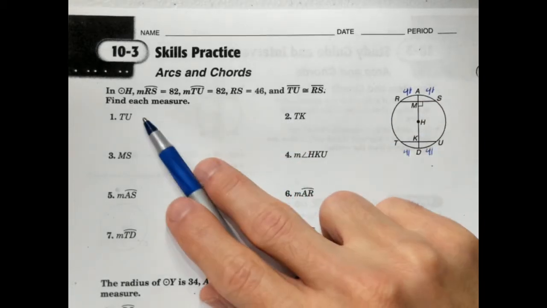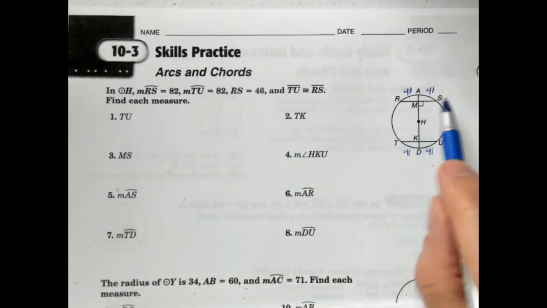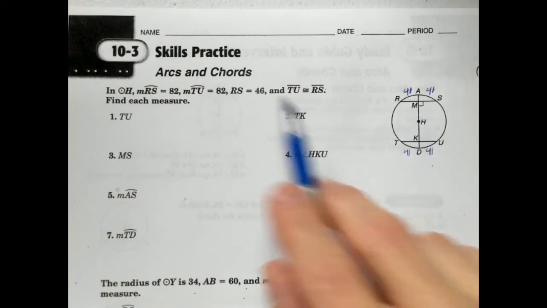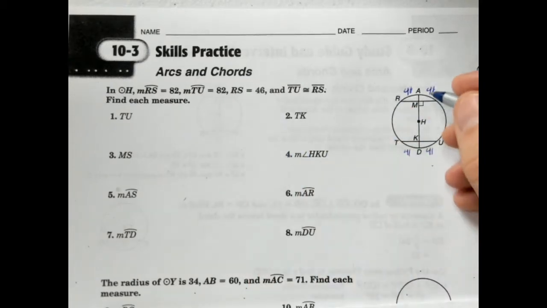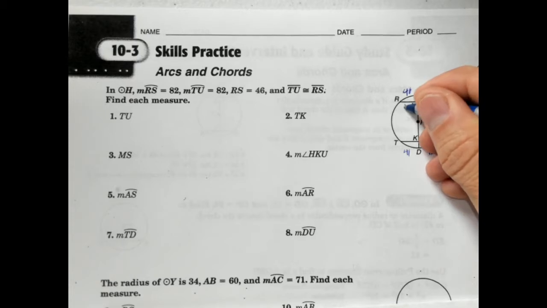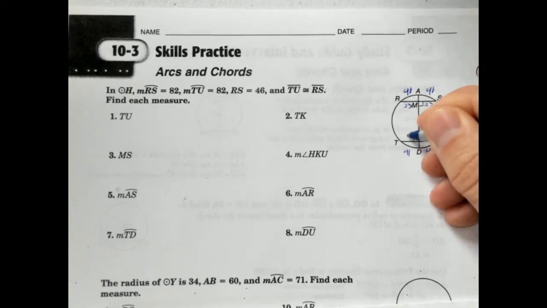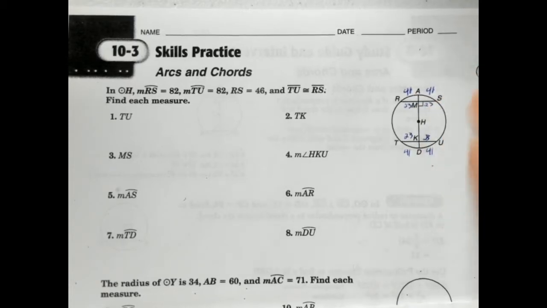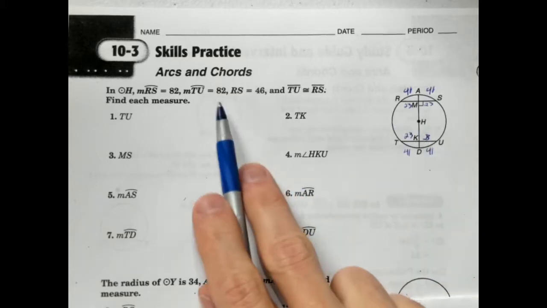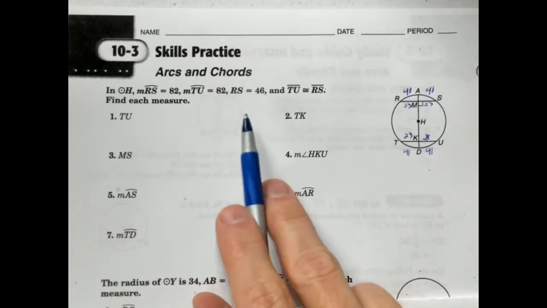Alright, okay. Find each measure, TU. So TU is the same as the other line segment. RS is 46. Actually, I could probably write 23 here, because it bisects it. 23, 23, 23, 23. Okay. So TU is the same as that because it tells us that. So, yeah, 46.